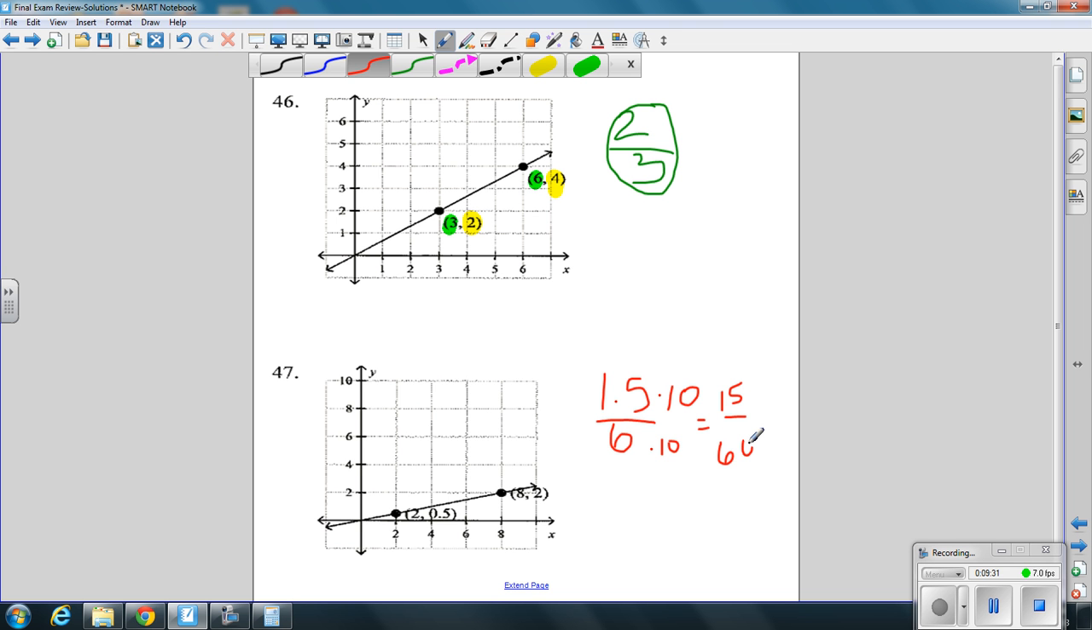And then we reduce. What number can go into both of these? The answer is 15. So 15 divided by 15 is 1, and 60 divided by 15 is 4. So your slope is 1 to 4.